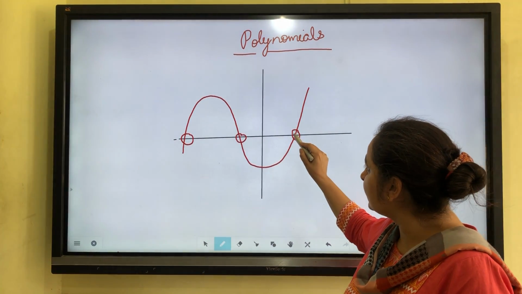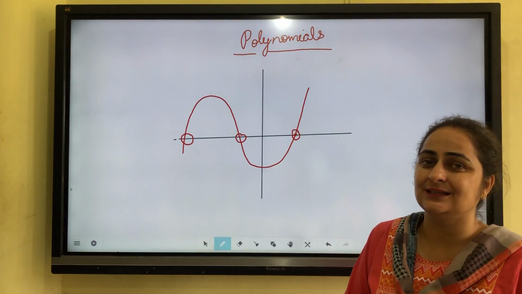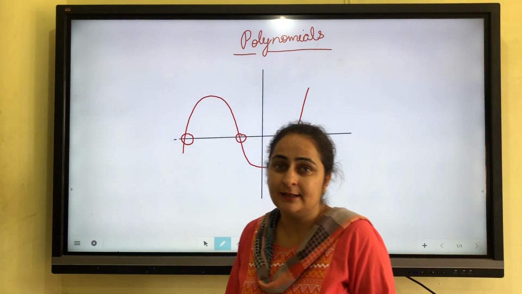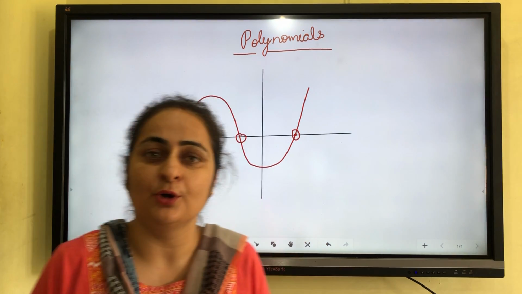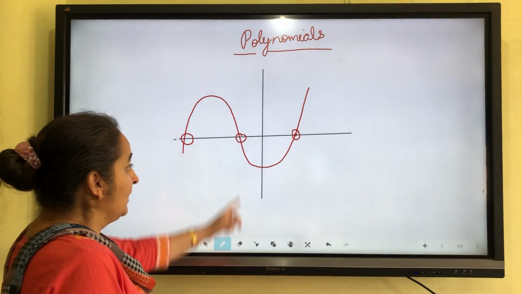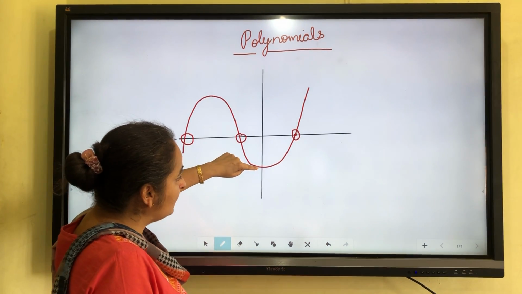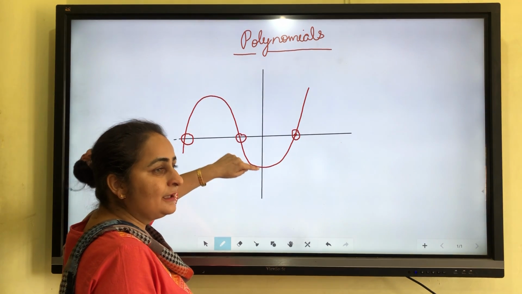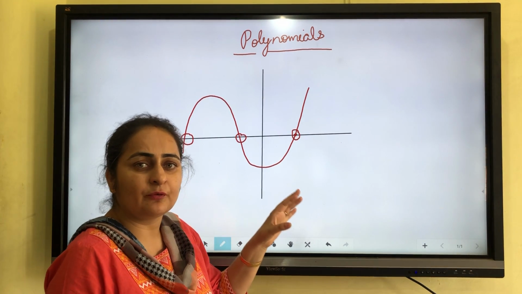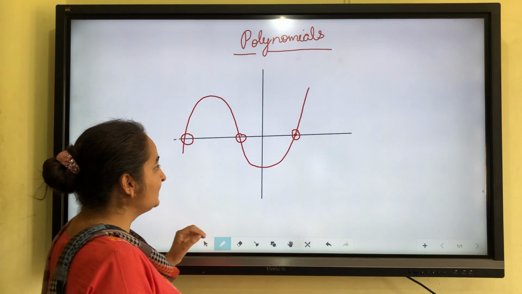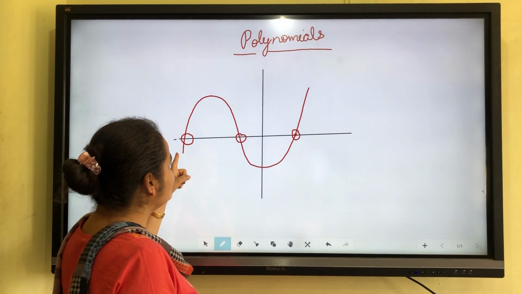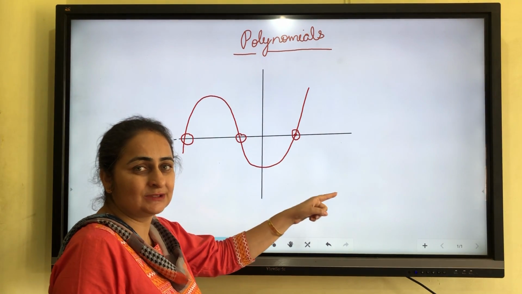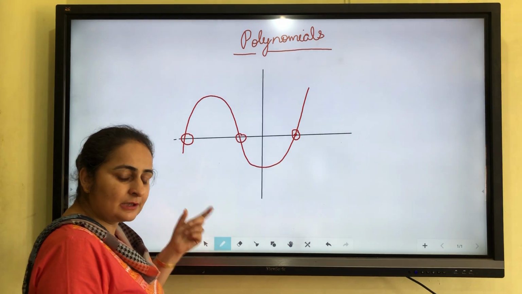The cutting point, that is the intersecting point, is called the zero of the polynomial. Here, the graph will also cut on the y-axis, but this is not called the zero of the polynomial. Zero means the graph intersects only with the x-axis. So, in this question, there are 3 zeros.